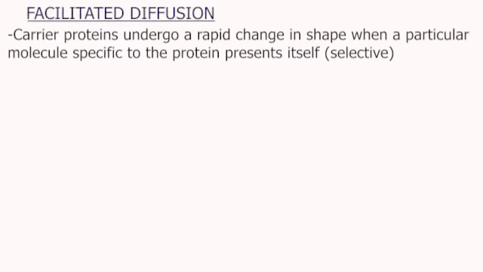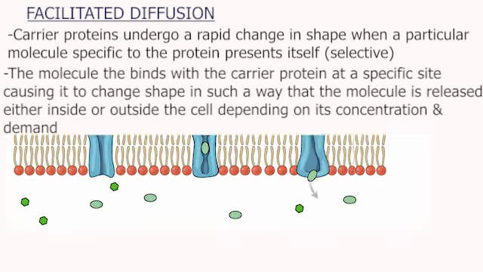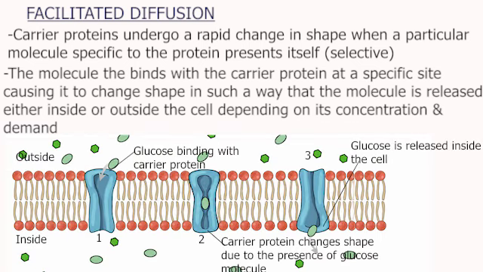Then carrier proteins, these are selective and undergo a rapid change in shape when a particular molecule specific to that protein presents itself. The molecule binds to the protein at a specific binding site and causes it to change shape in such a way that the molecule is released either inside or outside the cell, depending on its concentration gradient. So that is all on diffusion.